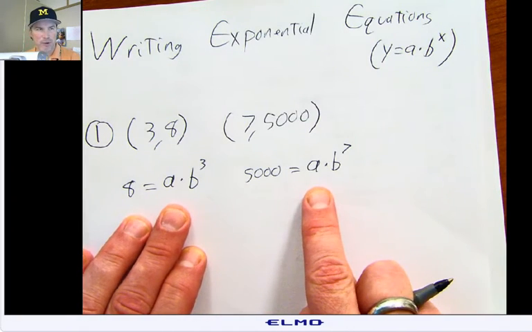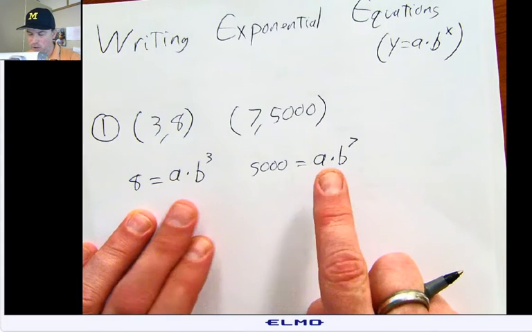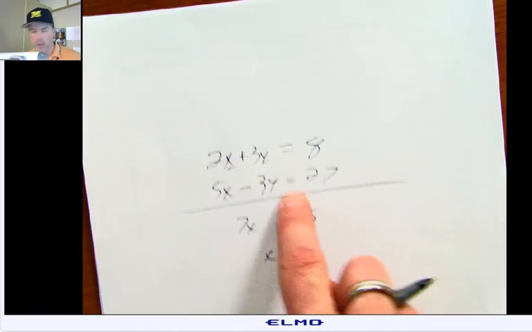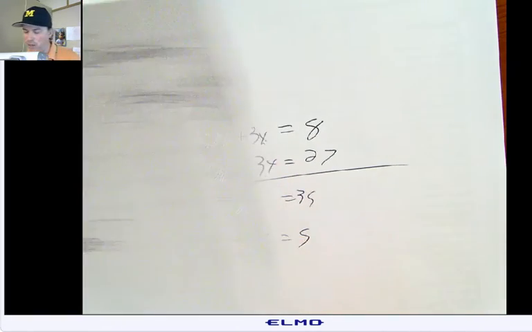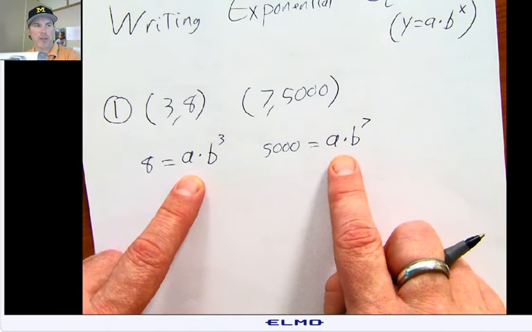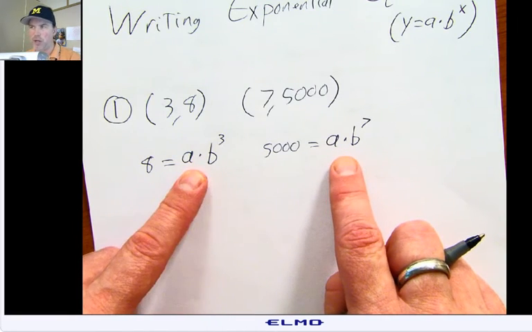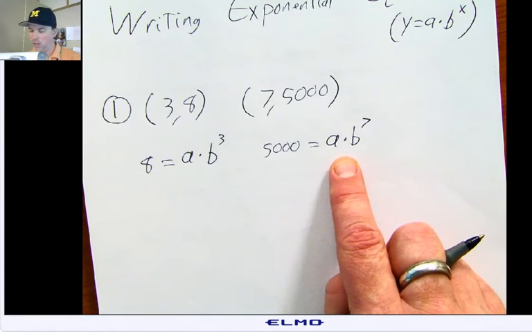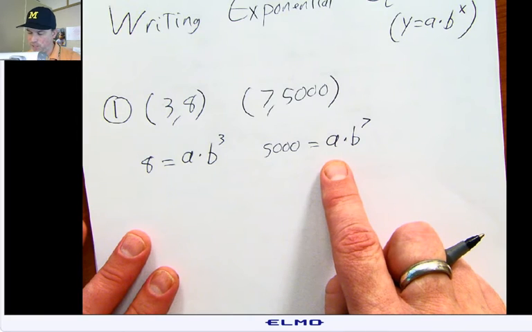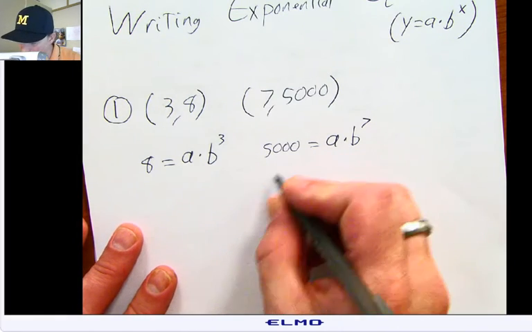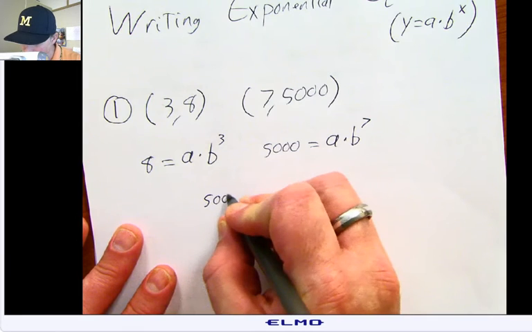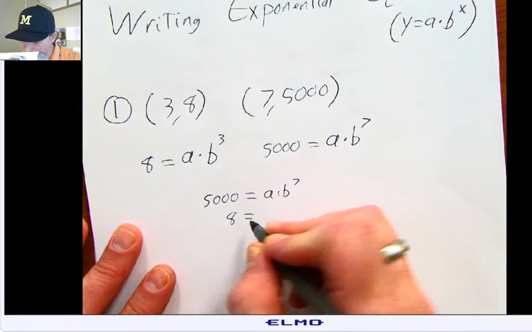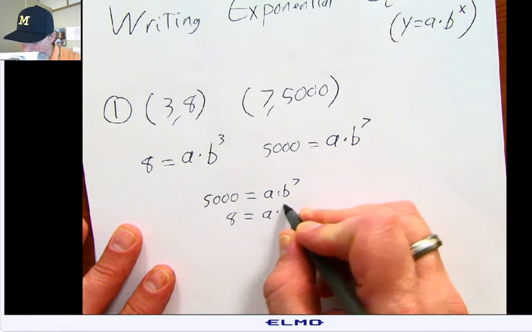In this case, my two variables are being multiplied by each other. So instead of adding the equations like we did here when x and y were being added to each other, because a and b are being held together by multiplication, I can divide the two equations and get a variable to cancel out. Interesting. So I'm going to write this equation first. 5,000 equals a times b to the 7, and 8 equals a times b to the 3.